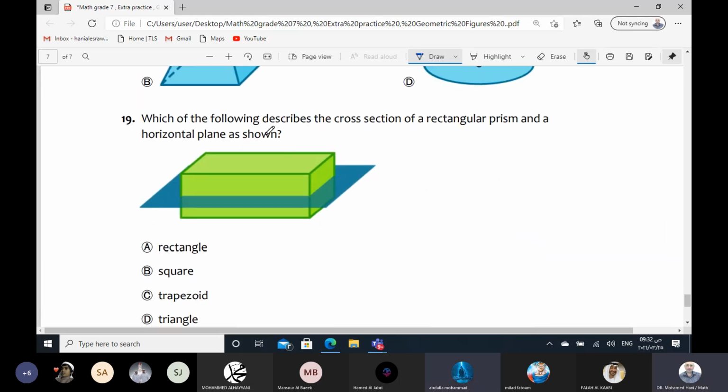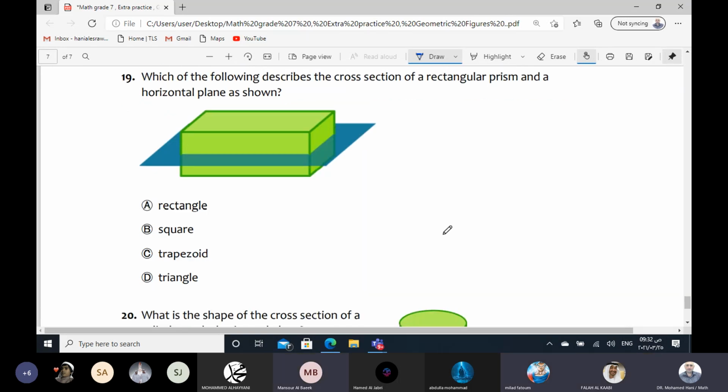Right. Which of the following describes the cross-section of the rectangular prism and the horizontal plane as shown? Rectangle. A. Rectangle. The horizontal section gives me a rectangle. So we can choose rectangle.